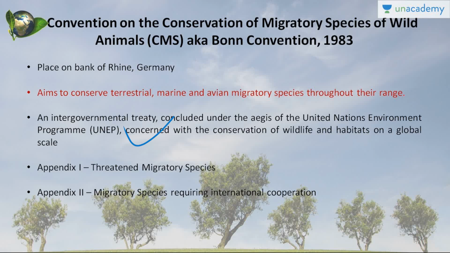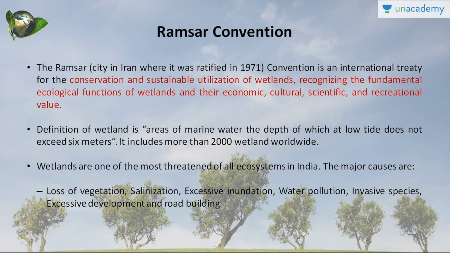Appendix 1 of this deals with threatened migratory species, and Appendix 2 deals with migratory species requiring international cooperation. So these are the two appendices to CMS. Now the third is the Ramsar Convention. Ramsar is a city in Iran, a country in the Middle East, where it was ratified in 1971.